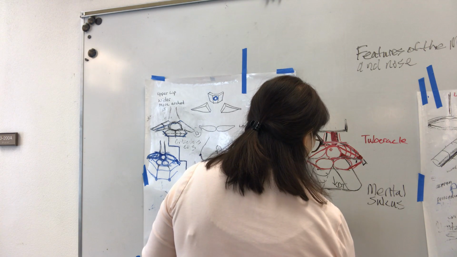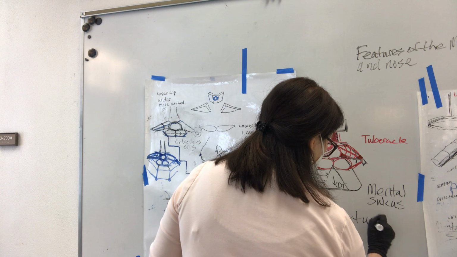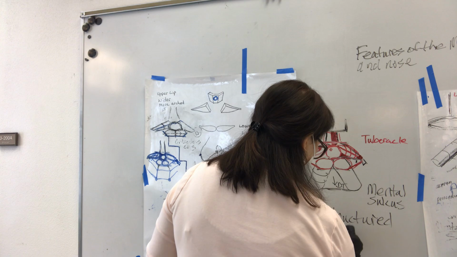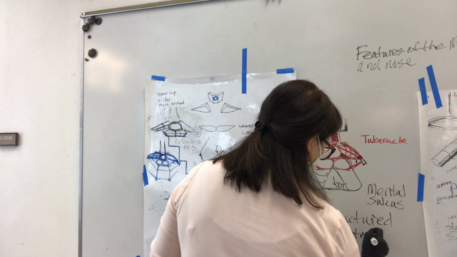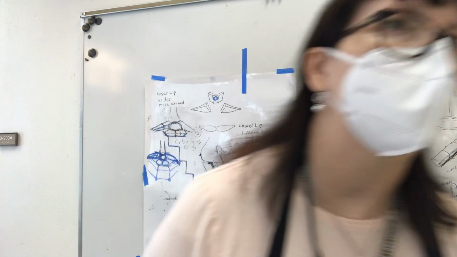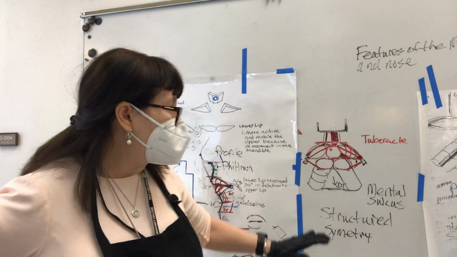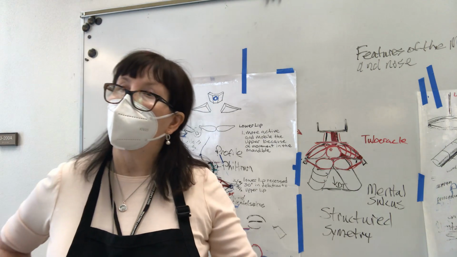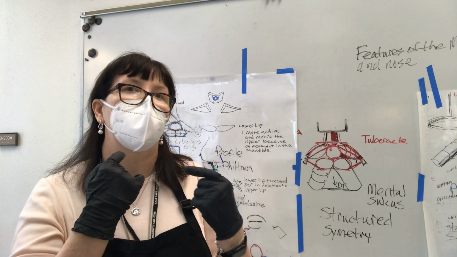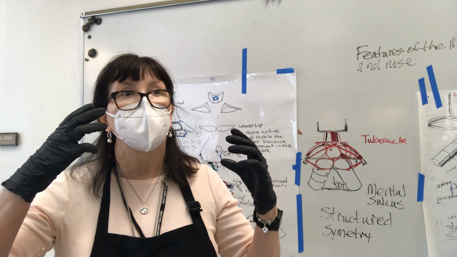And so we are structured. I'm going to just write this down. You'll hear me say this again in class. We have structured symmetry. Okay? That means that we have two eyes. We have two sides to the nose. We have two sides to the mouth. We have two sides to our face, right?